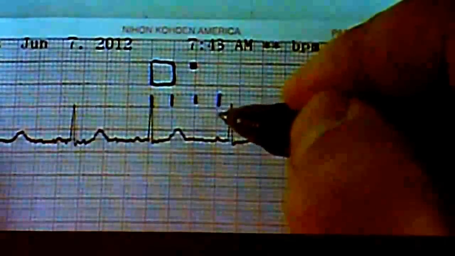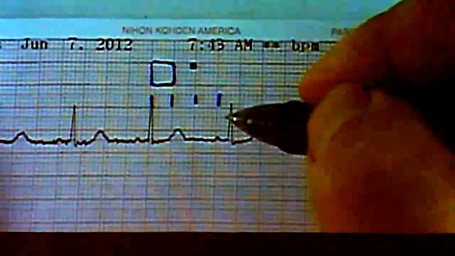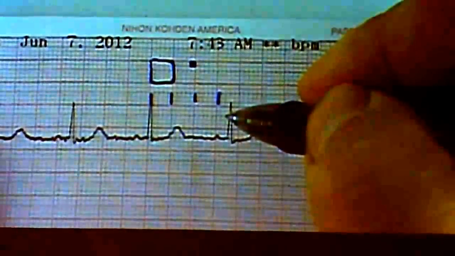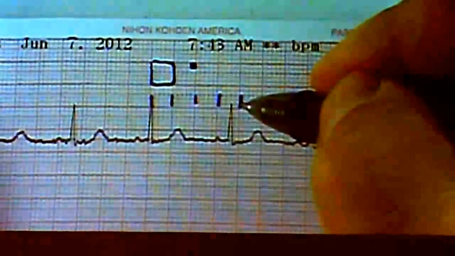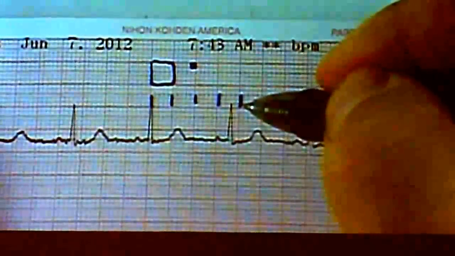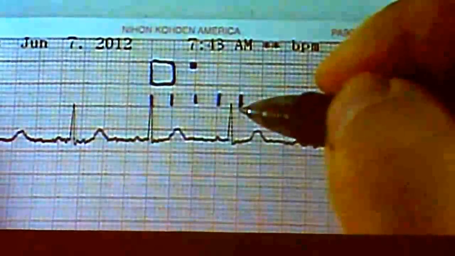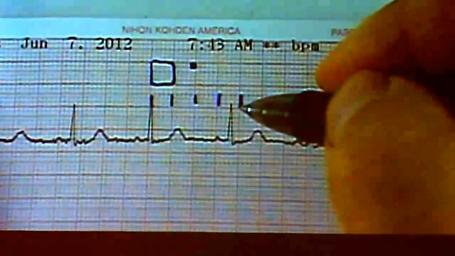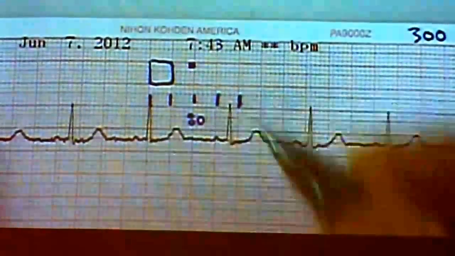If it would have lined up right there, we'd say it's 300 divided by 3, so the heart rate is 100. If it would have lined up right there, we would have said 300 divided by 4, so the heart rate is 75. We can just estimate and say it's somewhere between 75 and 100. So it looks to be, I'll just guess, something like 80 beats per minute.